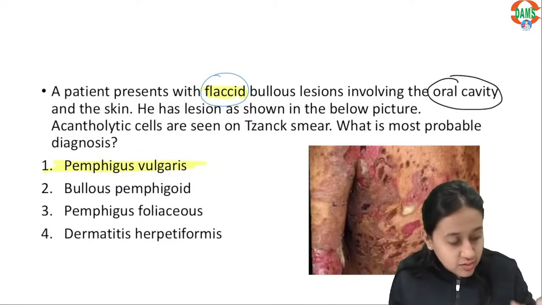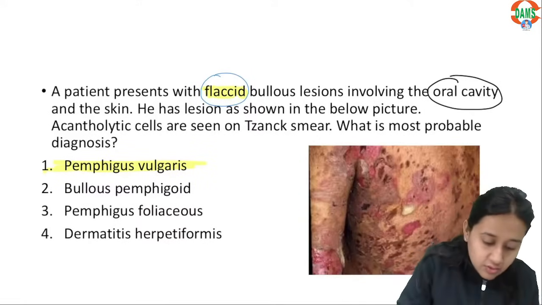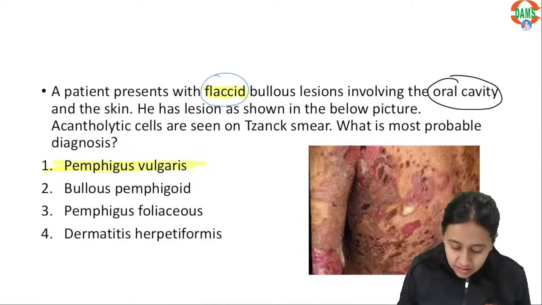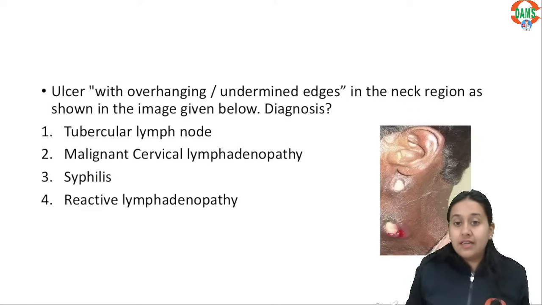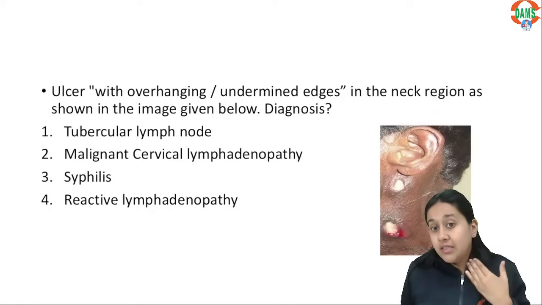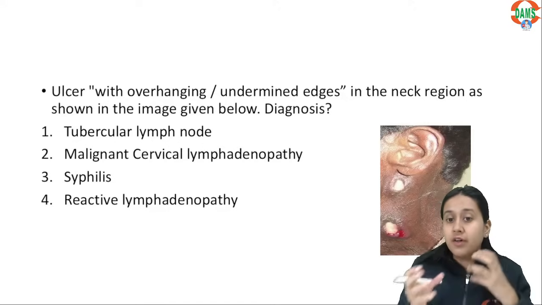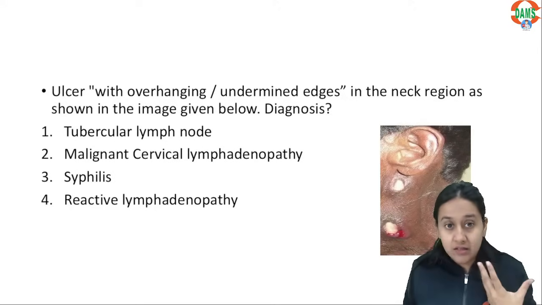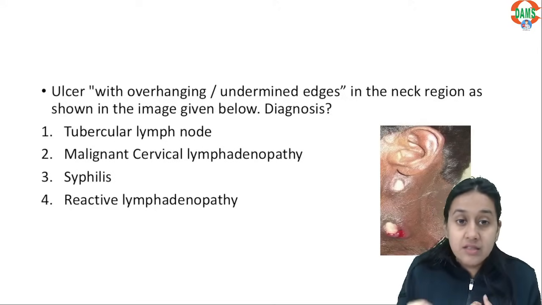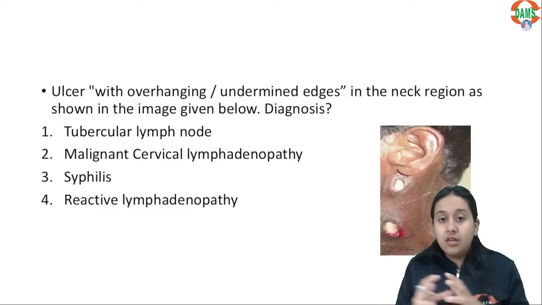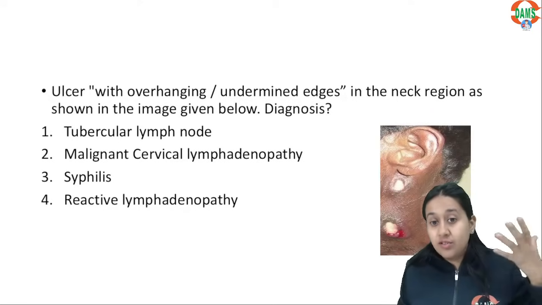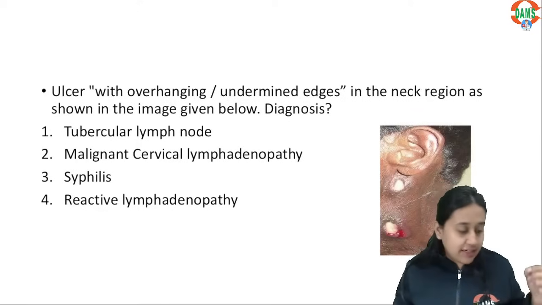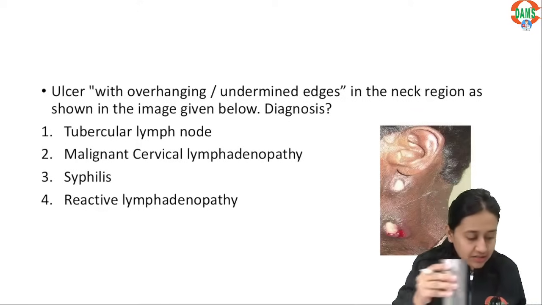Now let's go to the third question. Now tell me the answer. You can see that on the neck there are two ulcers. There is a history of nodule before the onset of ulcer. The question says ulcer with overhanging undermined edges in the neck region, as shown in the image, what can be the diagnosis? So anybody can tell me the answer.